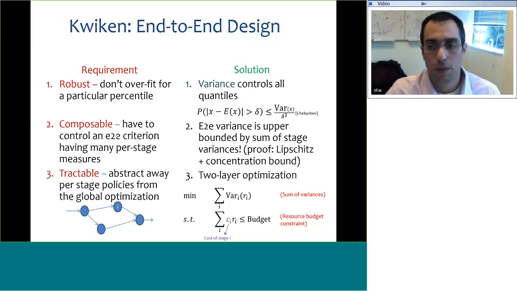But we don't have a single stage, and we don't know the latency variance of the entire workflow. That's very important. So we want an end-to-end criterion that builds upon per-stage measures. This is important in terms of simulating or optimizing. You want to have per-stage measures. If we have the latency variance of each stage, it's not clear what the end-to-end variance is, but what we do know is that the end-to-end variance is upper bounded by the sum of stage variances. This actually can be proven.